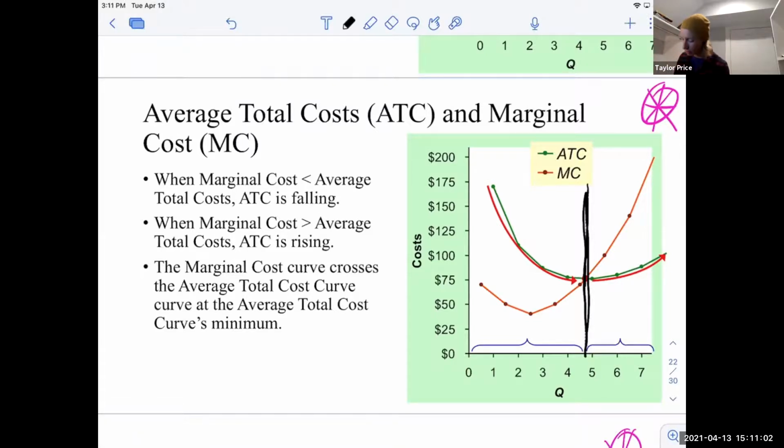And those two bullets will always be true. They will always be true for the average total cost curve and marginal cost curves. That's just a general truth about the relationship between those two graphs. So just an important piece to remember here as well.